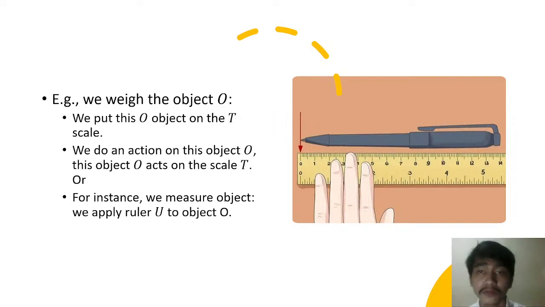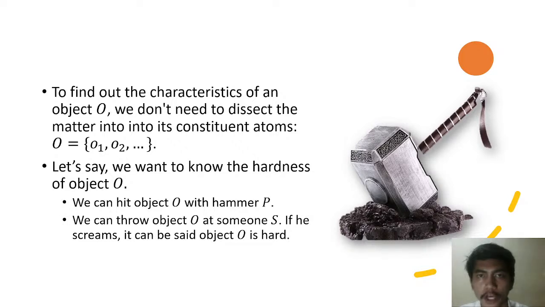We do something like we put this O object on the T scale. We do an action on this object O. This object O acts on the scale T. Or, for instance, we measure the object, we apply ruler U to object O. To find out the characteristic of an object, we don't need to dissect its matter, that is the set of atoms denoted by O.